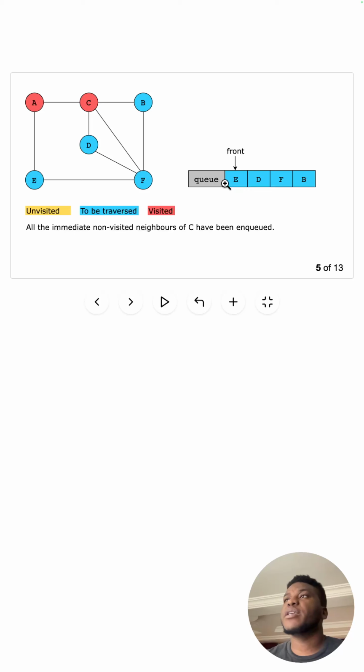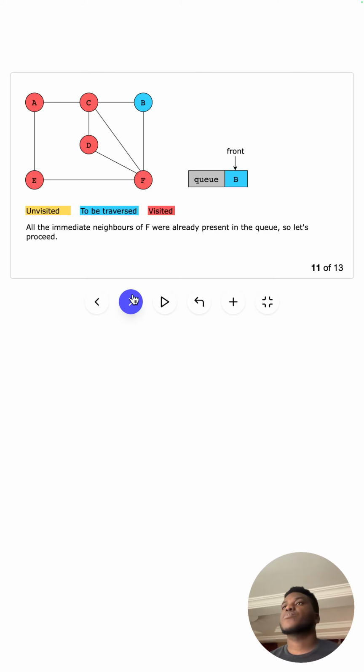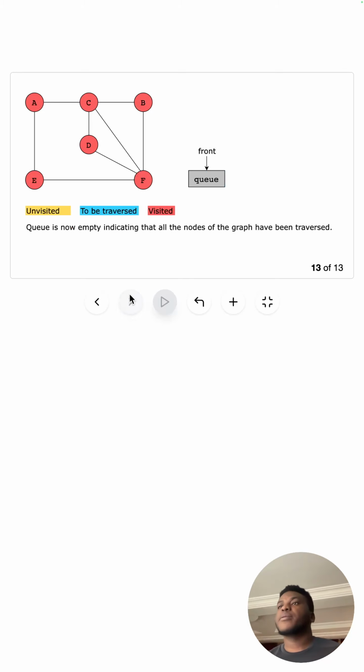Next, we're going to evaluate E. Do the same thing we just did with C. Put it into the queue if it's not been there before. All its neighbors have already been added from C, so we don't need to do that. Mark it as visited, and then just move through the queue, like so. The exact same thing. All right, and that's all. We've traversed this graph in a breadth first search pattern.